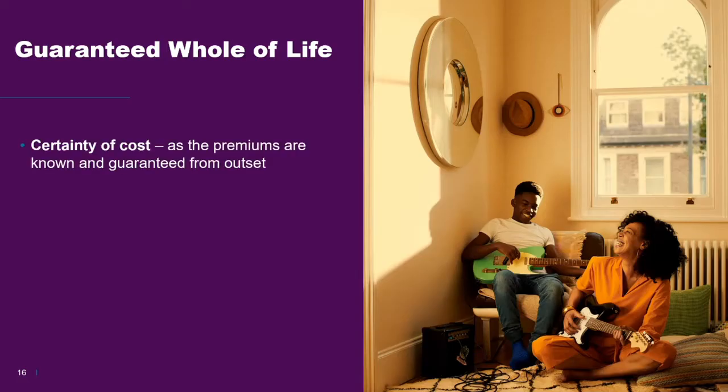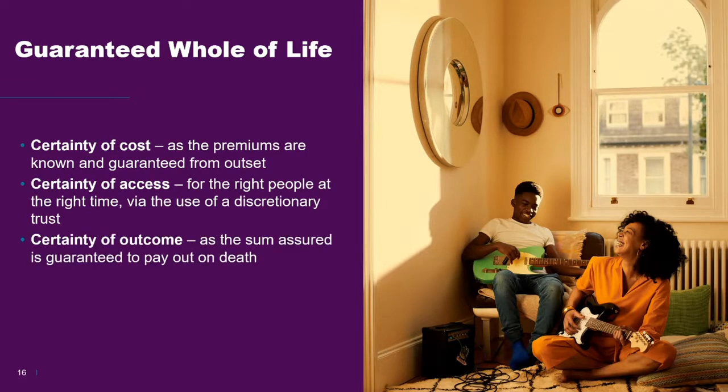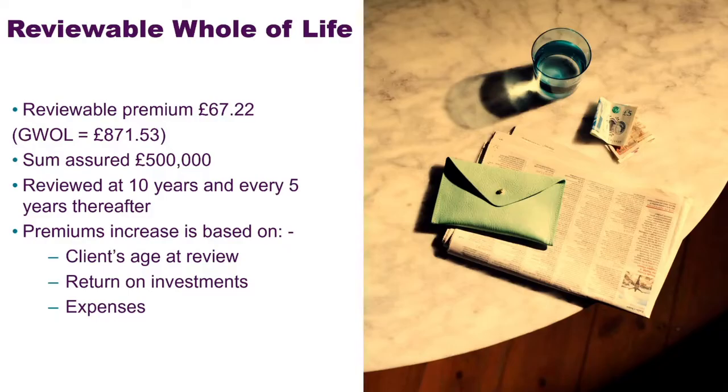Guaranteed whole of life provides certainty of cost, certainty of access, because we get the money quickly without having to wait for probate to the trustees, and you know that the sum assured that you've earmarked for your beneficiaries is going to be what they receive.